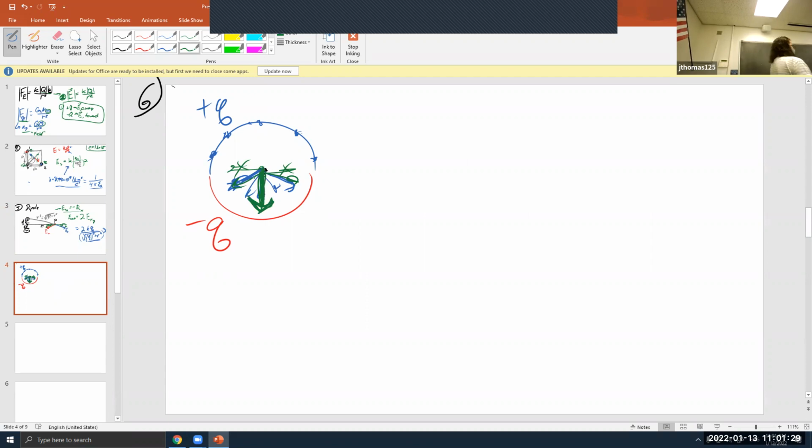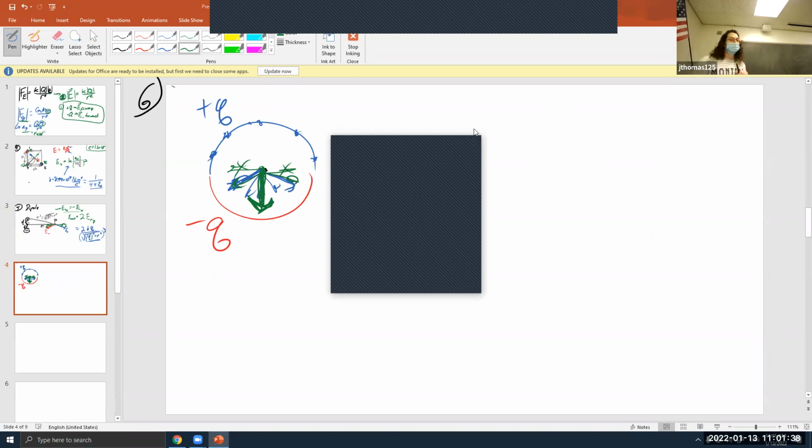Is everybody good with that? Okay. So that helps quite a bit because now we just need to find the Y component of the electric field. Good, okay, we got it.